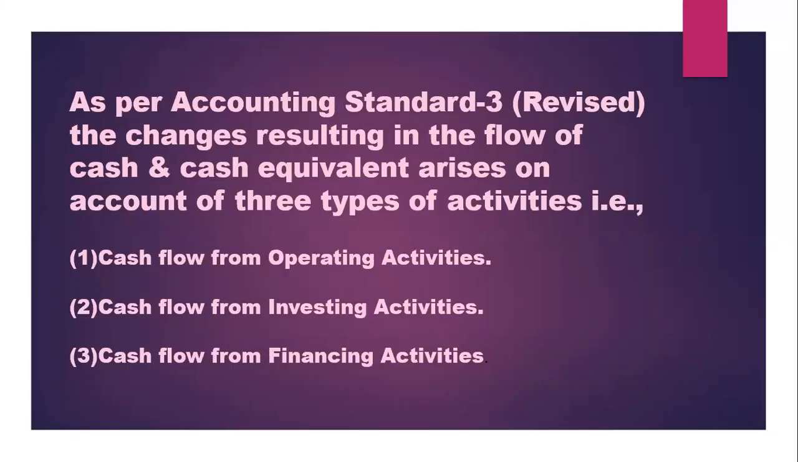As per Accounting Standard 3, the changes resulting in the flow of cash and cash equivalents arise on account of three main types of activities. They are cash flow from operating activities, cash flow from investing activities, and cash flow from financing activities.